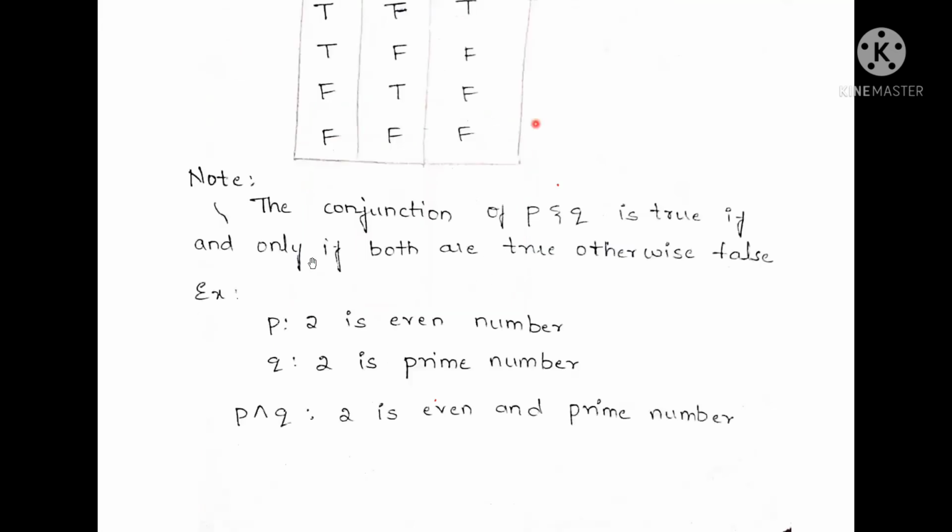Okay, so now see here, the conjunction P and Q is true only when, if that is a wrong statement, just make a correction over there. If P is true and Q is true, then only P and Q will be true. Otherwise, everything is false. Now, the example is, if P is 2 is even and Q is 2 is prime, so P and Q is both even and prime.